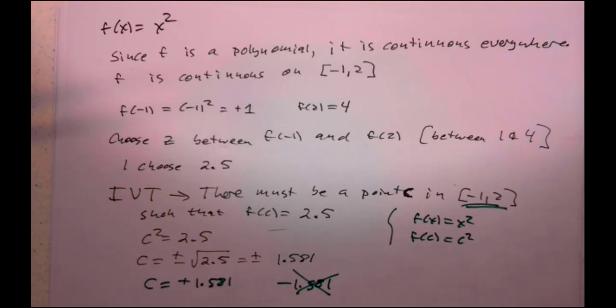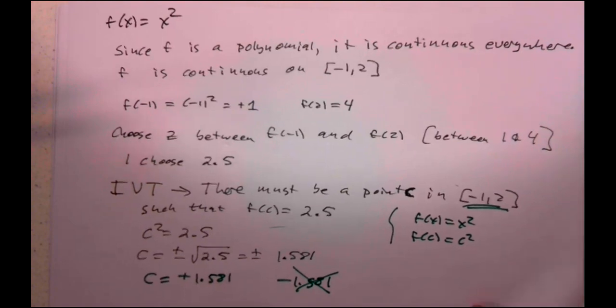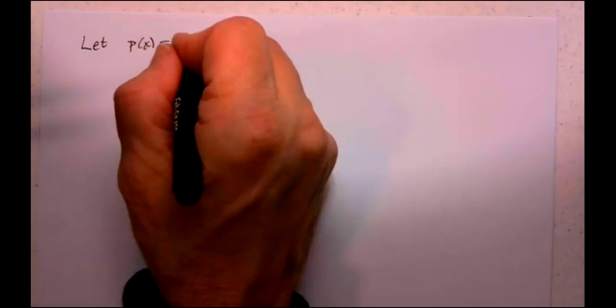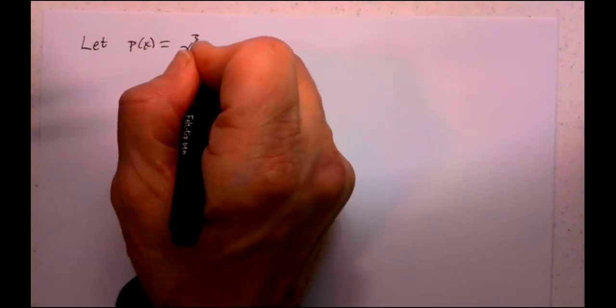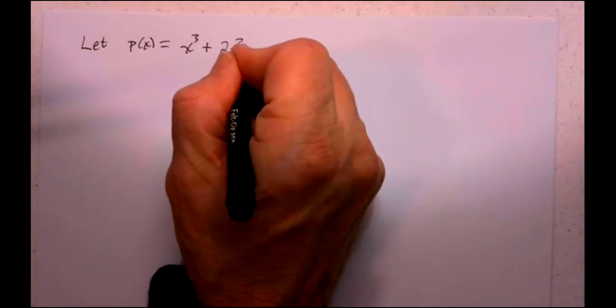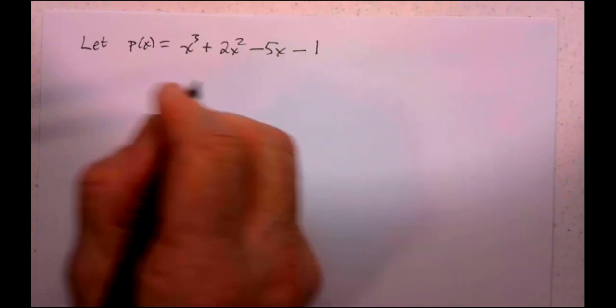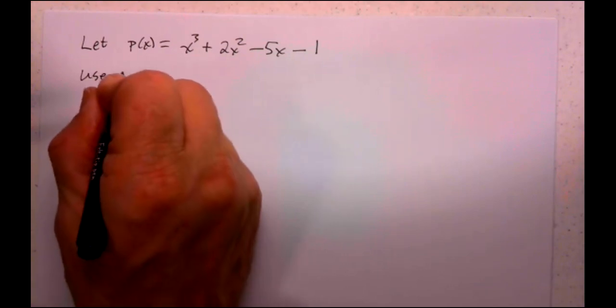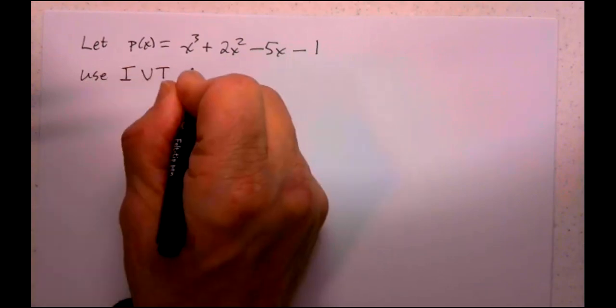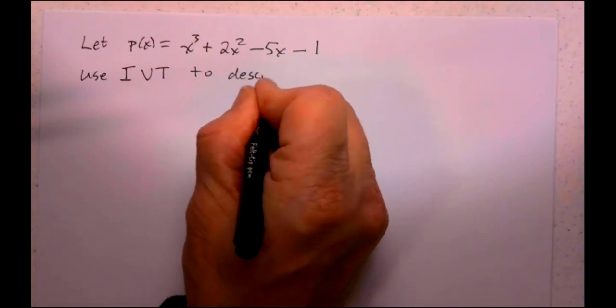Now, what's one place we can use this? Let's look at an example. We want to describe the zeros of a polynomial. So as we've said, polynomials are always continuous. So I'm going to give you a polynomial. I'm going to say let P of X equals X cubed plus 2X squared minus 5X minus 1. So I'm going to say use the intermediate value theorem to describe the zeros of the polynomial.